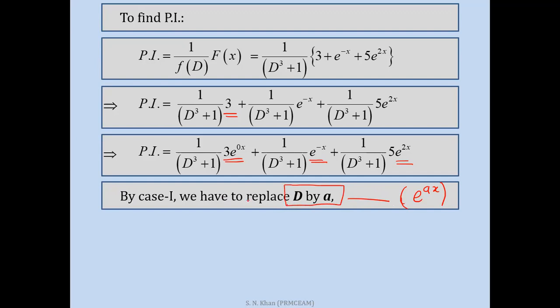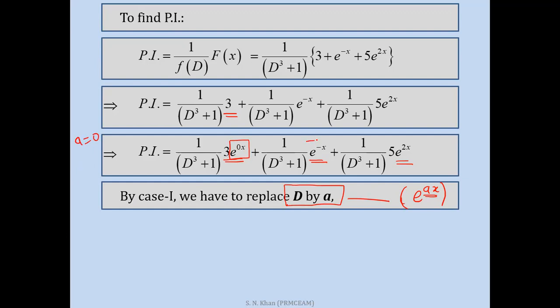The value of a will change for each term. D is present in the first term, second term and third term, but the value of a will change from term to term. So let's check what a is. a is the coefficient of x in the exponential function. So for the first term, the value of a will be 0 because here the coefficient of x is 0. So for the first term I will add here, a equal to 0.